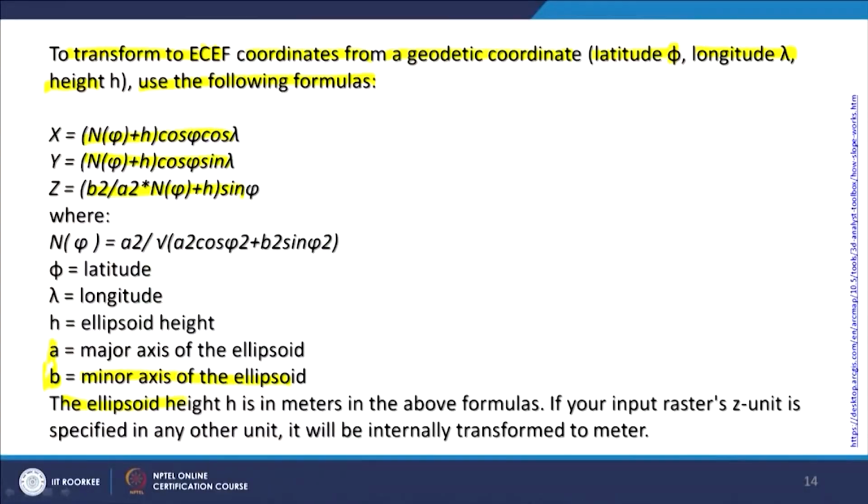So, the ellipsoidal height h is in meters. Through the above formulas, your input raster's z unit is specified. If it is in any other unit, then it is internally transformed to meters, because it has to be converted, and only then can you do the computation.